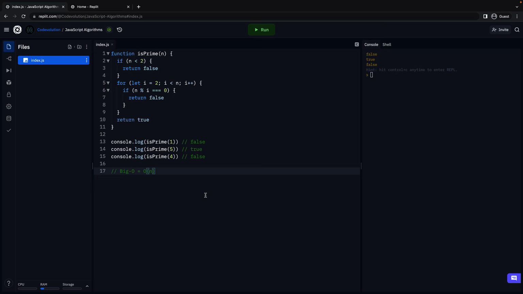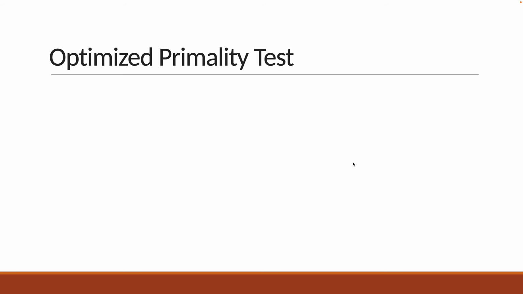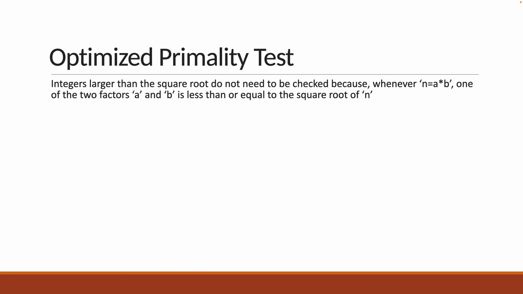Now what we have here is a good first solution. If you're a math expert, you probably know a slightly more optimal solution. Integers larger than the square root do not need to be checked because whenever n is equal to a times b, one of the two factors, a and b, is less than or equal to the square root of n. Of course, we are no math experts here, so I want you to take this statement for granted. However, let us go through two simple examples to validate the statement.